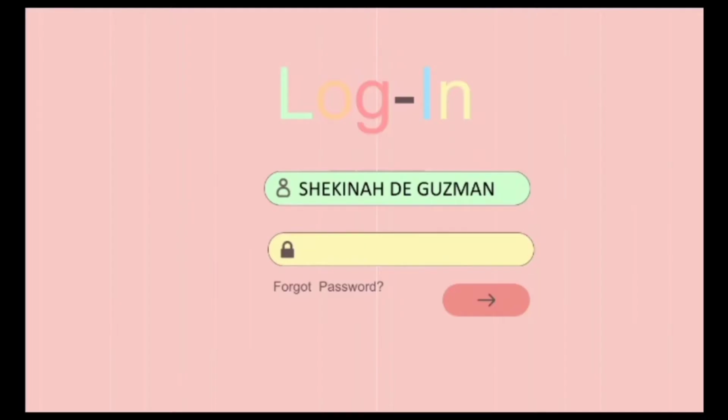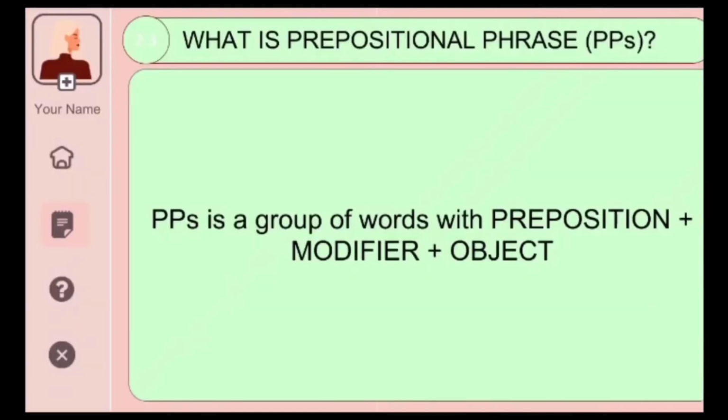So let's just start my report, and I am going to report some of the rules from the rule of trees, which is the prepositional phrase and the verb phrases. I am going to start my report about prepositional phrase with a question. What is a prepositional phrase? Let me use the simplest way by telling you the sentence pattern. A prepositional phrase is a group of words with preposition plus object plus modifier.